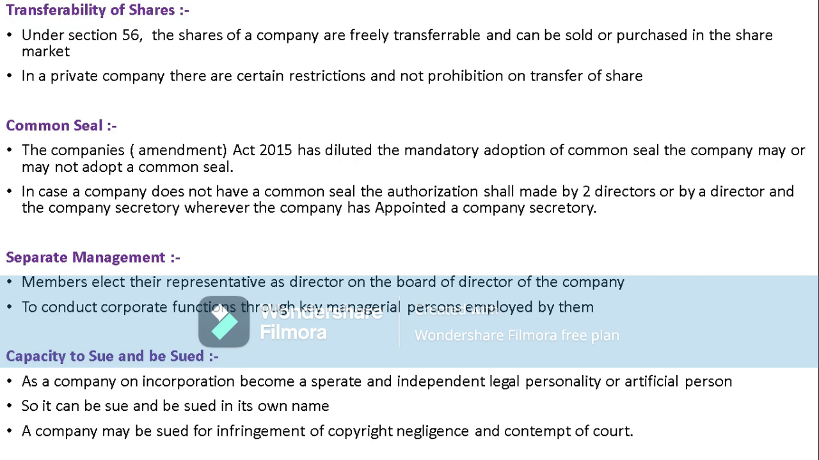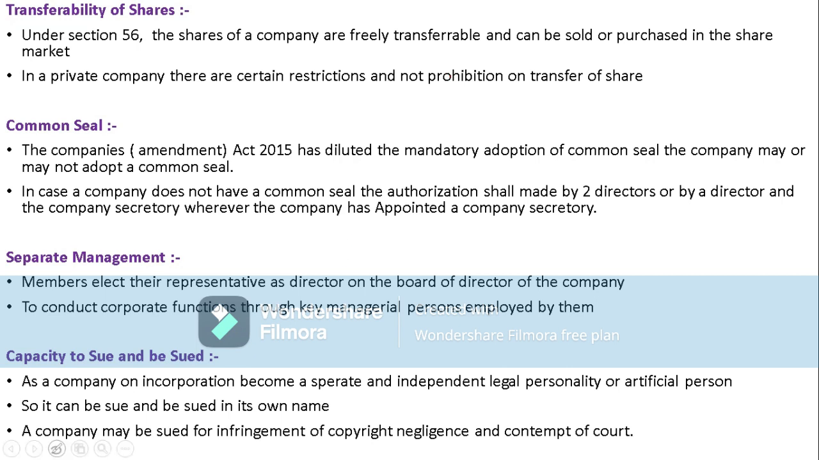Why? Because the representatives of the company elect the directors of the company. Coming to another aspect, capacity to sue and be sued. Sue and be sued is nothing but going legally, taking legal action on the other company. For example, A and B, two companies are there. Here capacity to sue means A company can sue B company.